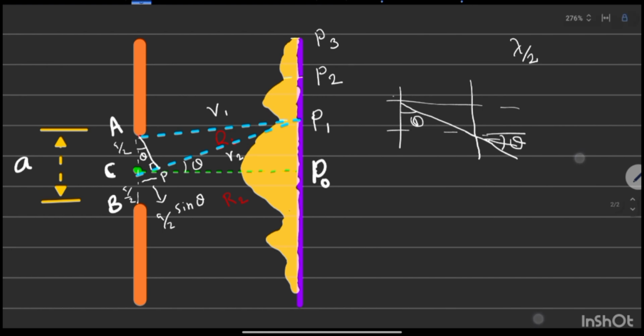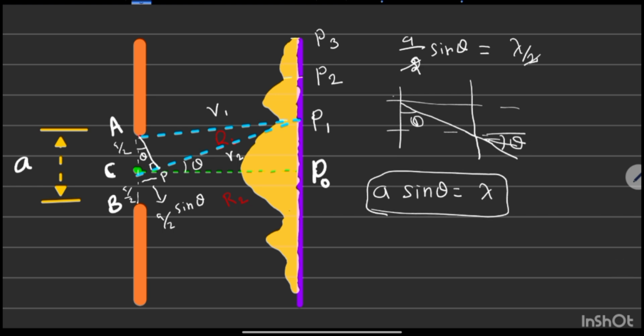Let me put that here. So A by 2 sin theta is equal to lambda by 2. So these two are getting cancelled. So A sin theta is equal to lambda. This is the condition for first order minima.